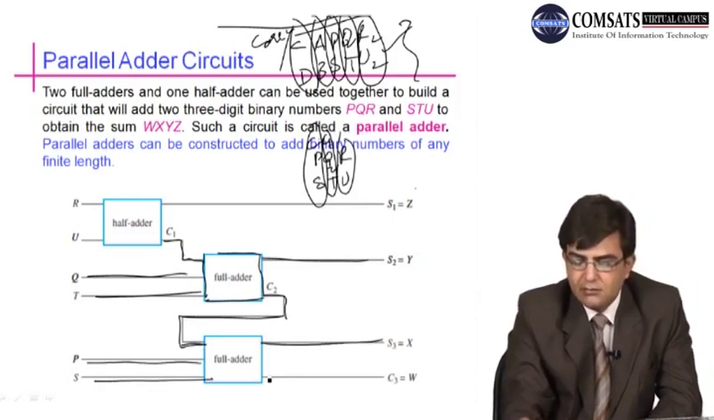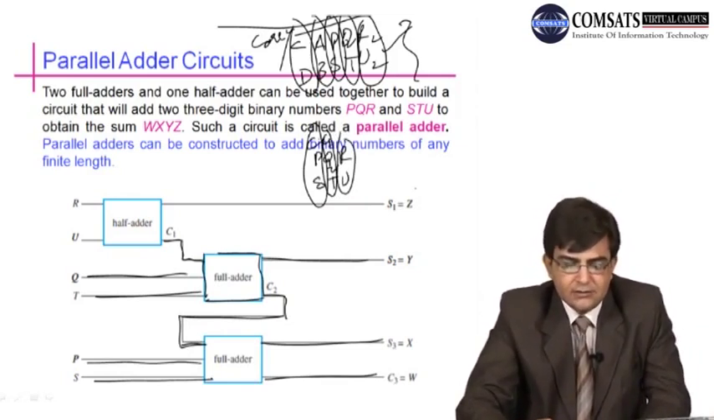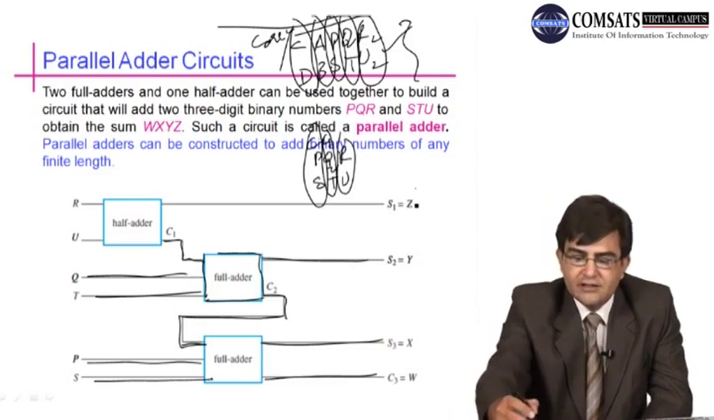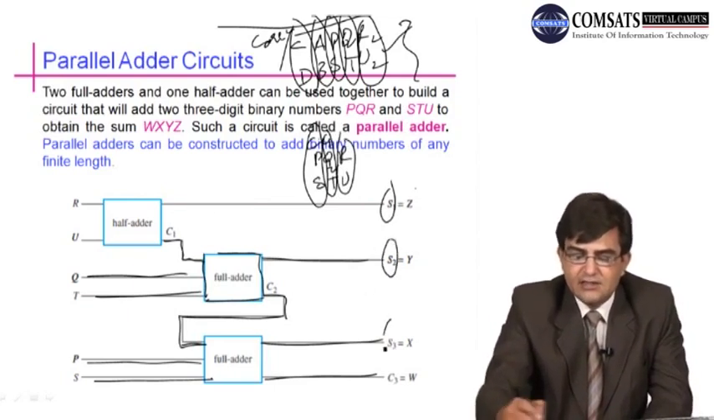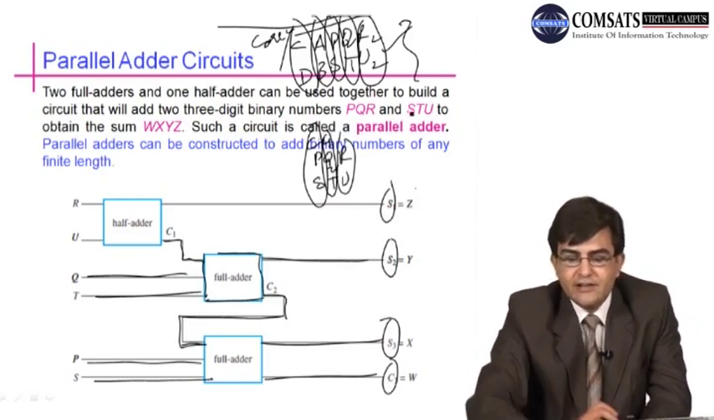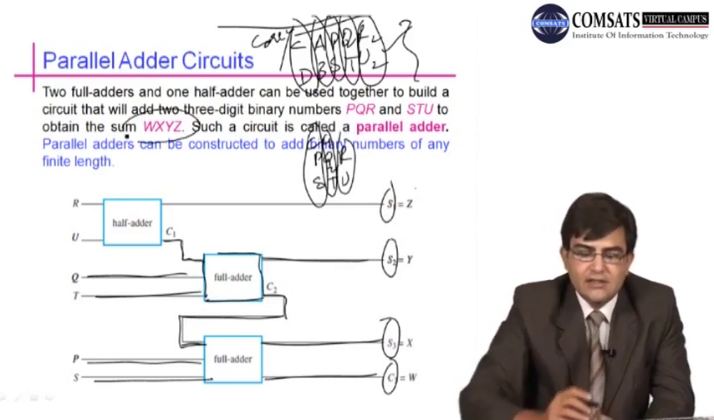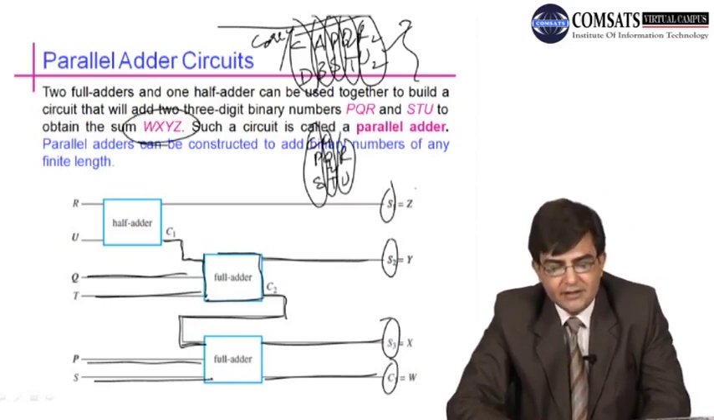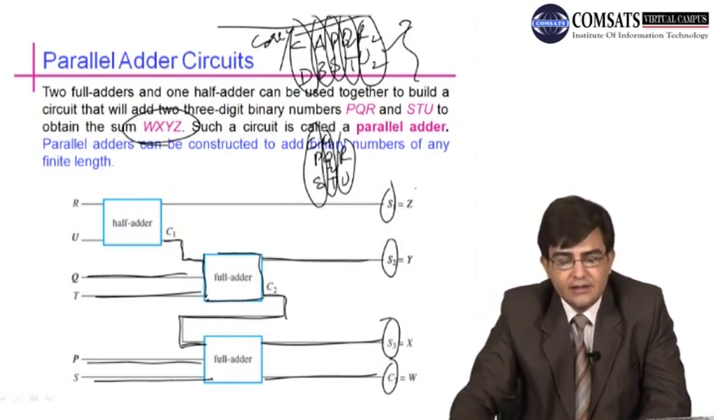We obtain a sum and carry. The sum of these two binary numbers will be W, X, Y, Z, with the sums from each case and the carry in the final case. So this is basically the sum of two binary numbers. We can add two binary numbers of any length like this by using parallel adder circuits. I think it's enough for today.